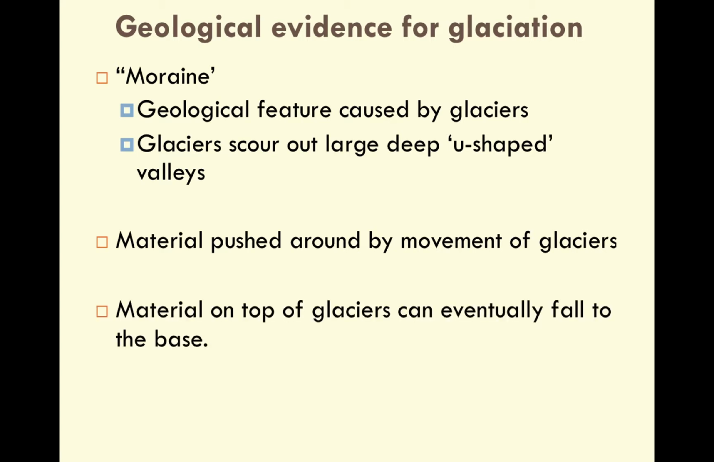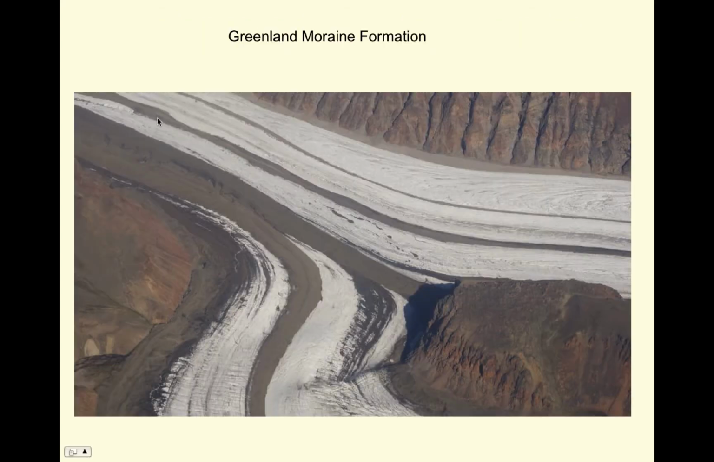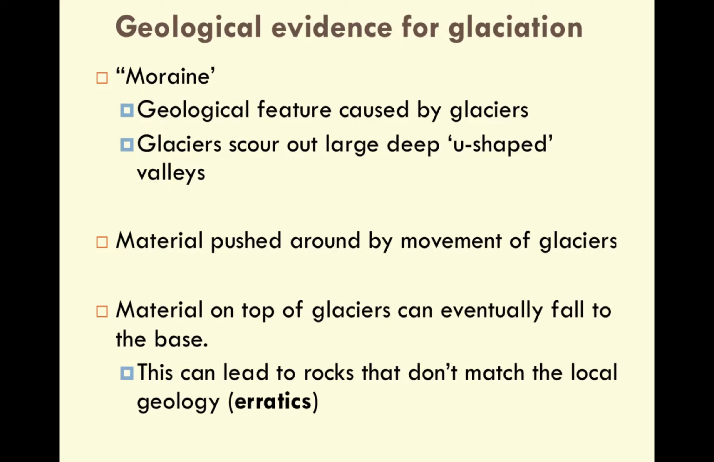Material on top of glaciers can eventually fall to the base. Imagine, for example, some rocks falling down the cliffs here onto this glacier that over long periods of time are moved down by the ice, and perhaps when that glacier melts, that rock is put into a place where there's no other rocks like it. So that's what's called a glacial erratic. These erratics can form not only in mountain glaciers that carry rocks from the top of the mountain down towards the bottom where they don't match the local geology. It can actually happen on the edges of continental glaciers.